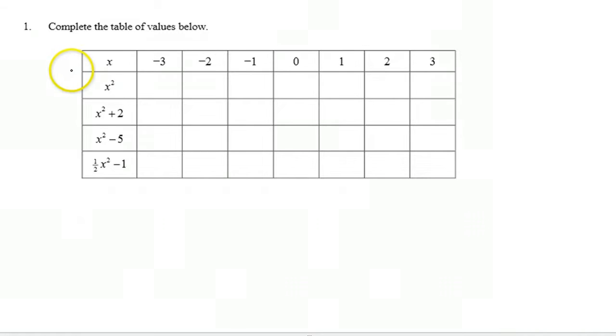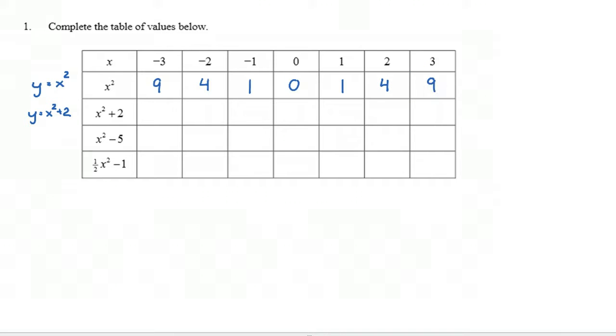So here we have this table of values below, and we're imagining the following: y is equal to x squared, and here we have y is equal to x squared plus 2. So what we're doing is taking an x value and putting it into the relationship to get the corresponding y. Negative 3 squared is 9, negative 2 squared is 4, negative 1 squared is 1, 0 squared is 0, 1 squared is 1, 2 squared is 4, 3 squared is 9.